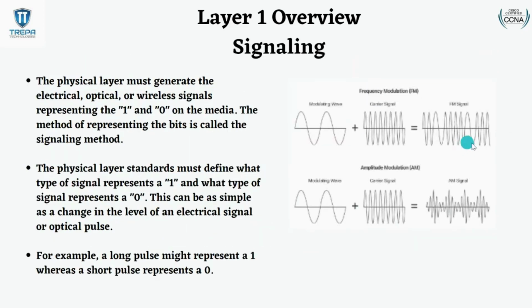And then we have signaling. So the physical layer must generate the electrical, optical, or wireless signals that represent the 1 or the 0. Again, going back to those electrical pulses, they have to represent the 1 and the 0. So the method of representing the bits is called a signaling method. The physical layer standards must define what type of signal represents a 1 and what type of signal represents a 0. And again, this could be as simple as a change in level of an electrical or optical pulse. So for example, a long pulse might represent a 1, whereas a short pulse may represent a 0.